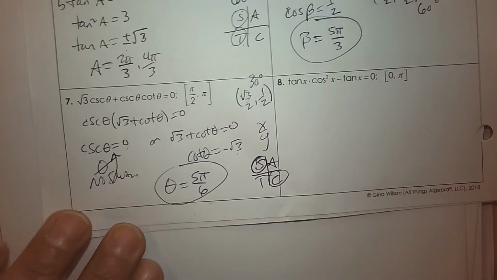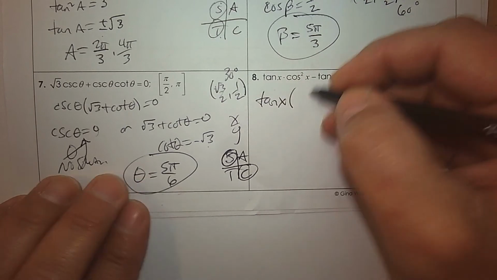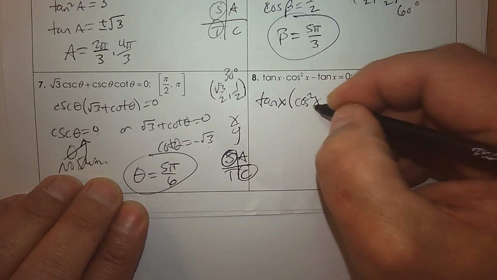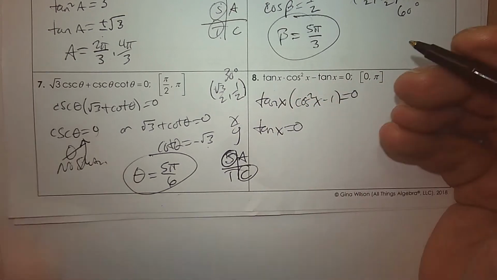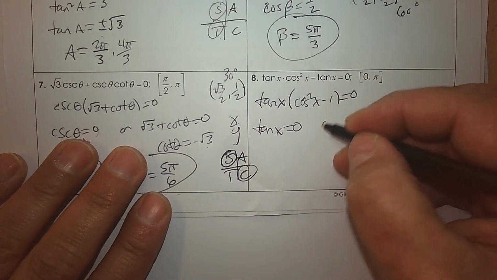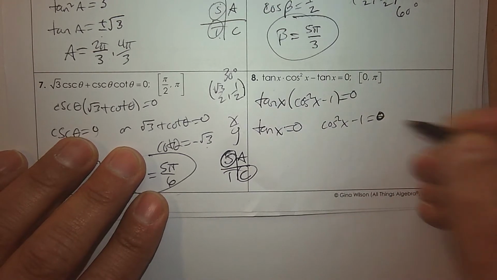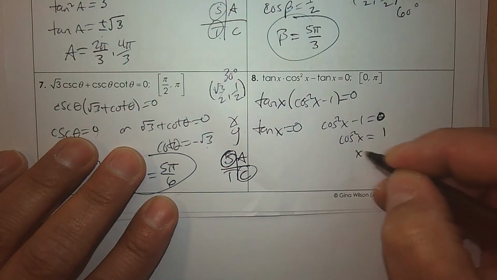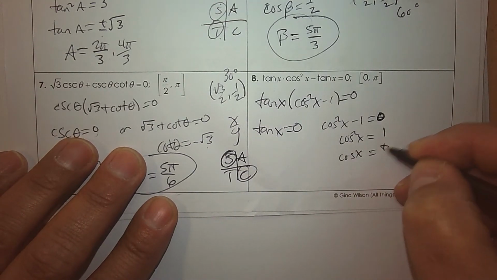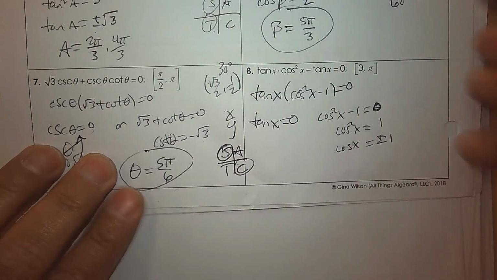Number 8, factor it. So factor out a tangent x. And then make that equal to 0. Can tangent equal 0? Yes, so that's okay. Cosecant squared, 0. So if I solve this for cosine, it could be positive or negative 1. And so again, understand what quadrants we're in.